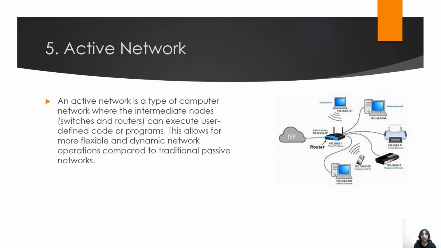The fifth type of network is active network. An active network is a type of computer network where the intermediate nodes, switches and routers can execute user-defined code or programs. This allows for more flexible and dynamic network operations compared to traditional methods of passive network.